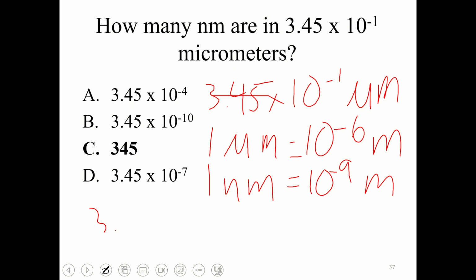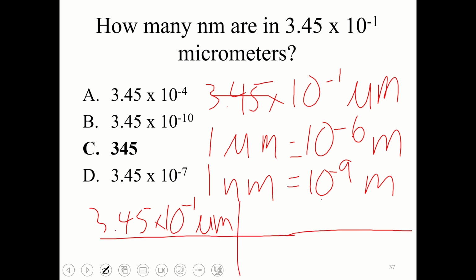So I've got 3.45 times 10 to the negative first micrometers. And I'm sorry, I know my handwriting is not very good. And I'm going to chain some conversions together. So first, I want to convert from micrometers to meters.